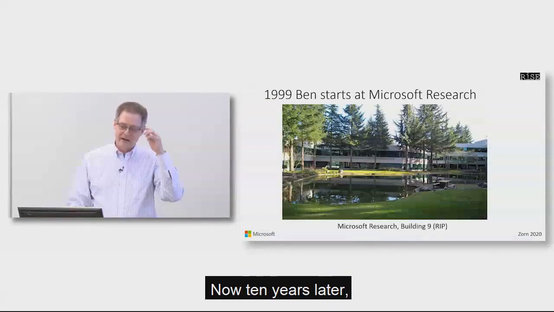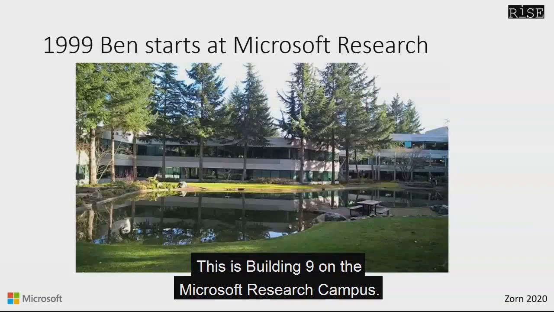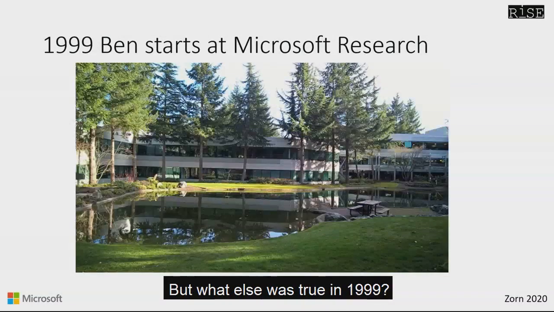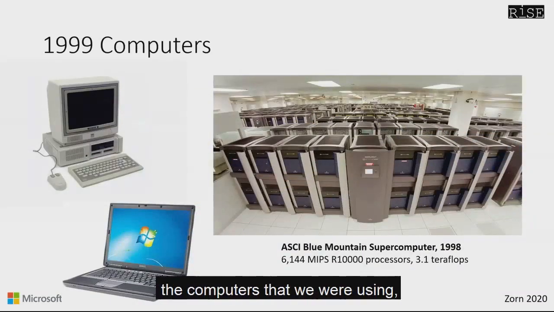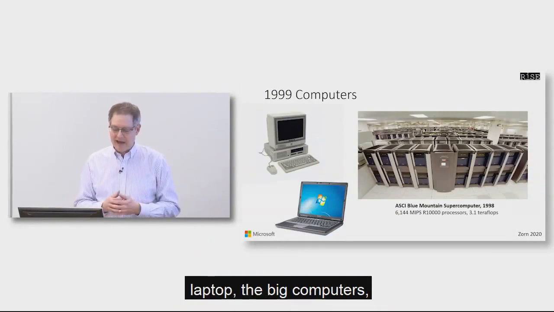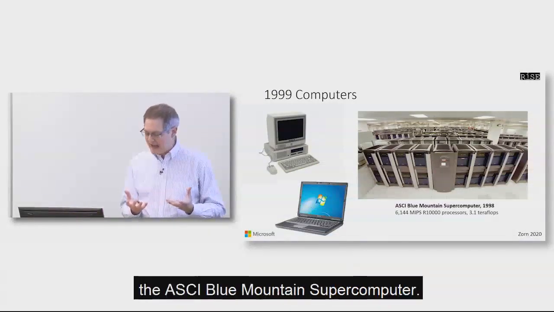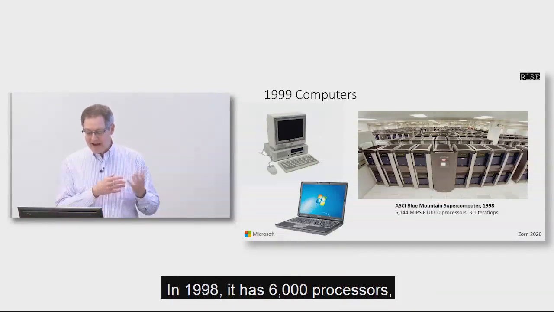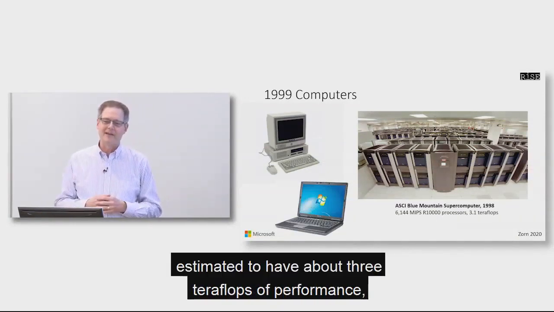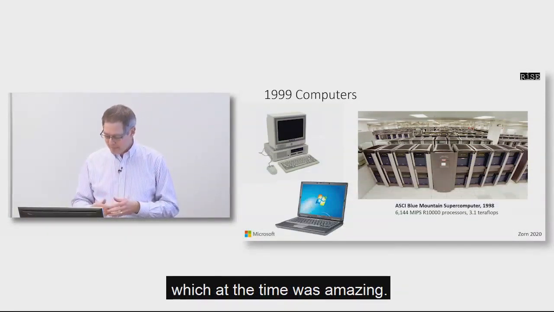Now, 10 years later, I was at Microsoft Research. This is Building 9 on the Microsoft Research campus. It was a great building, recently torn down. But what else was true in 1999? Well, first of all, you can look at the computers that we were using. And there's a desktop, obviously laptop. The big computers, the big iron, were things like these supercomputers, the ASCII Blue Mountain supercomputer. And in 1998, it has 6,000 processors, and it was approximately estimated to have about 3 teraflops of performance, which at the time was amazing.